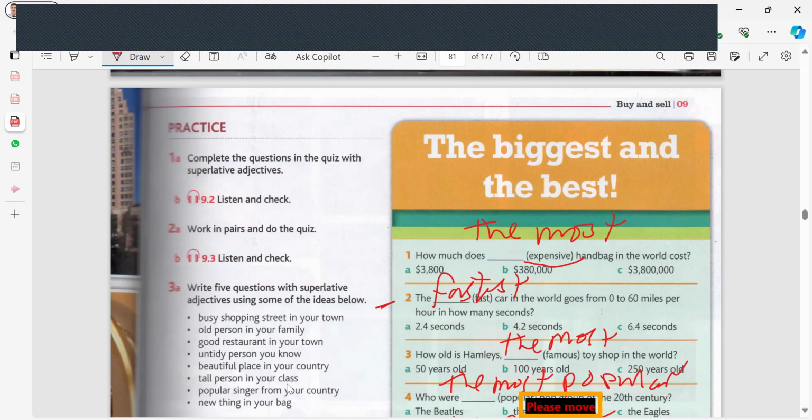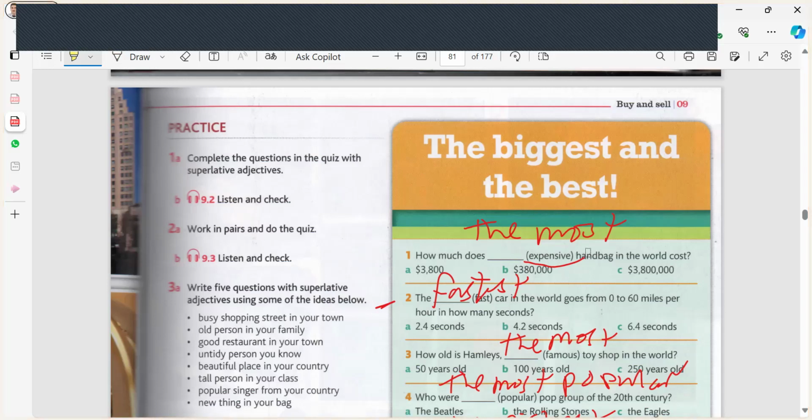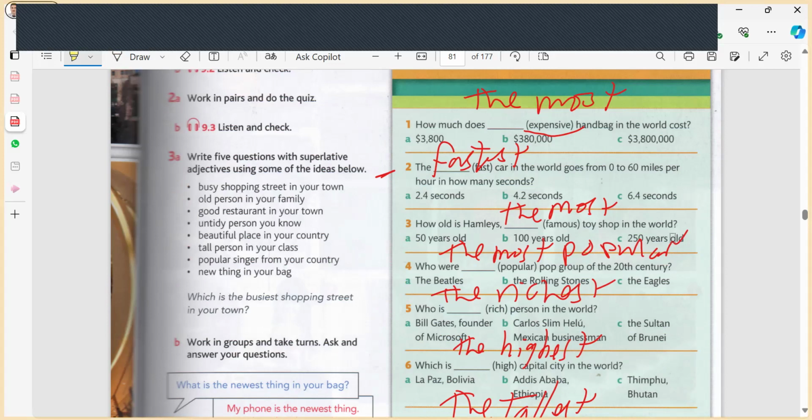Now listen to the answers. Choose the right answers, please. One. The most expensive handbag in the world is called the Mouawad 1001 Nights Diamond Purse. It has 4,517 diamonds on it and costs $3.8 million. Two. The fastest car in the world goes from 0 to 60 miles per hour in 2.4 seconds. The Bugatti Veyron Super Sport has a top speed of 267 miles per hour and costs around £1.45 million.